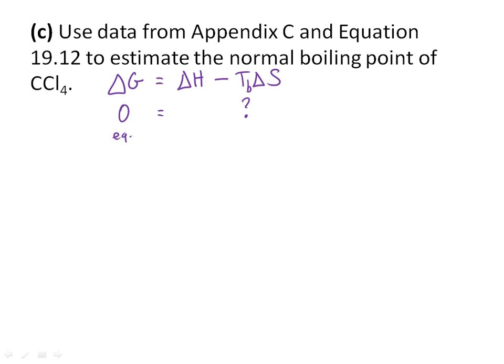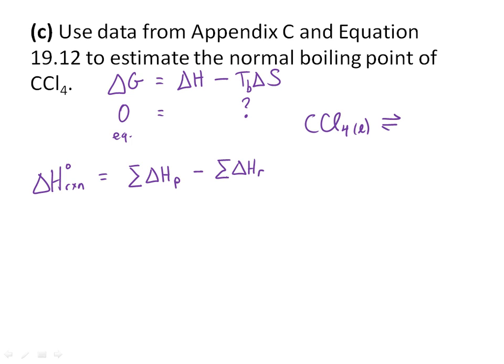So looking at Appendix C, first of all, I'm going to remember the delta H naught for this reaction is going to be equal to the sum of the delta H's of the products minus the sum of the delta H's for the reactants. And I remember that I just have liquid carbon tetrachloride turning into gaseous carbon tetrachloride. And so all I'm going to do is find my delta H of formation for my product, carbon tetrachloride gas, and that is negative 106.7 kilojoules per mole.